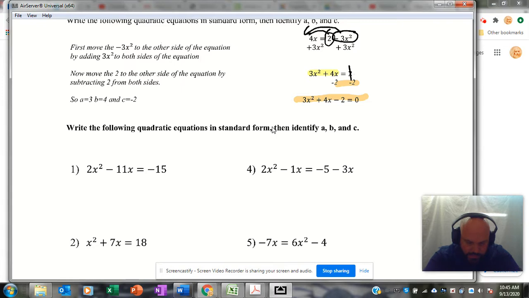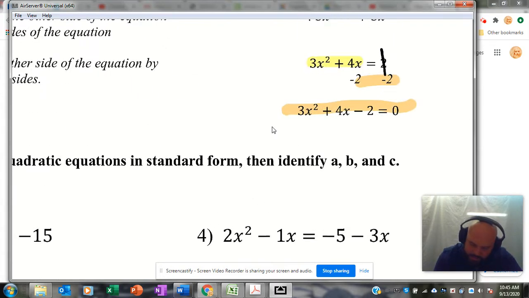Now, they did ask us to identify A, B, and C in this, and once you have it ordered, it's really easy to identify A, B, and C. A will always be the first one, B will always be the second one, and C will always be the third one.